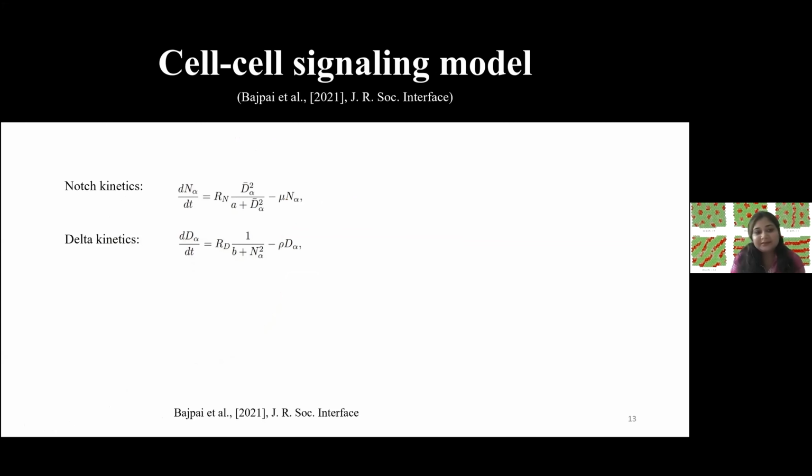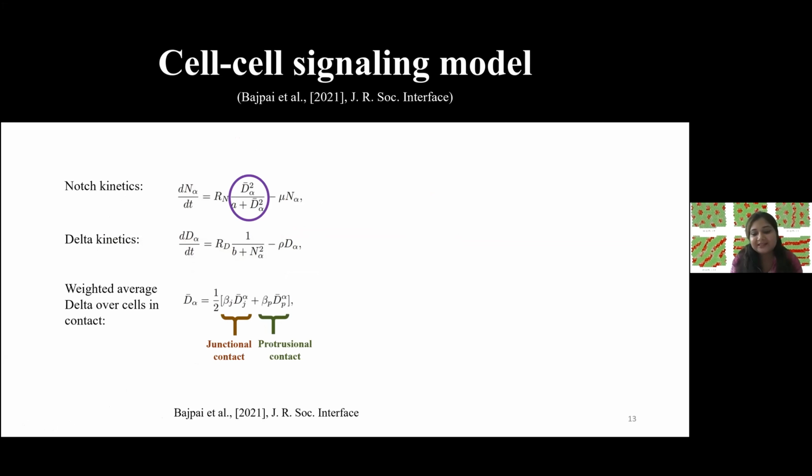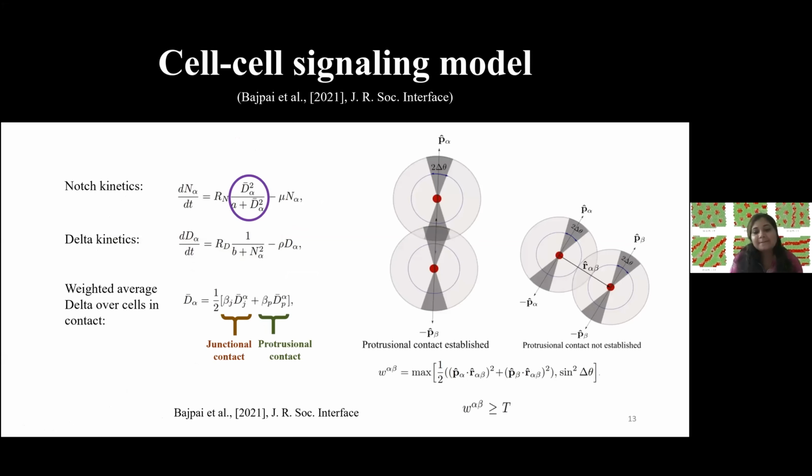Here the delta notch kinetics is governed by 2 ODEs, where capital N and capital D are the delta and notch activity within the cell. D bar is the weighted average of the delta over the cells in contact. The cell can make contact in 2 ways: one is the junctional and the other is the protrusional. So these are the two contributions. And this weight term decides whether the cell will make contact or not. This weight is given to decide the contact between the cells.